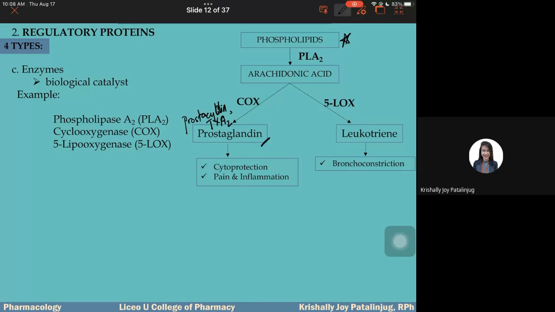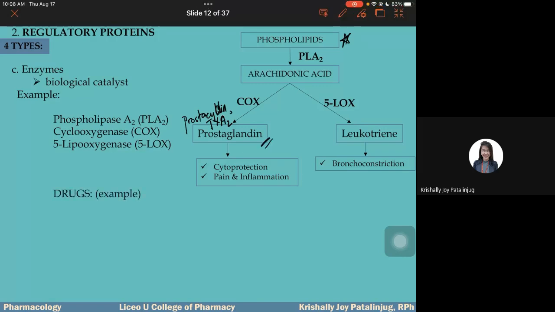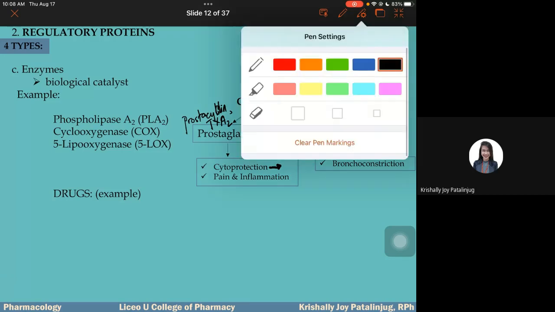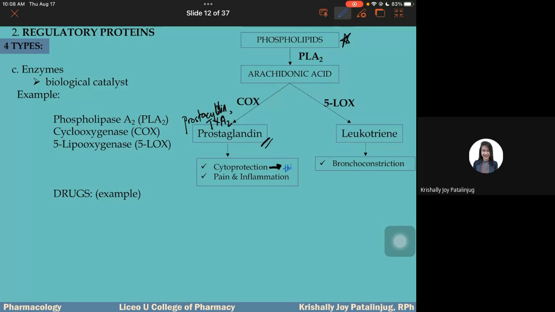Now, I will only highlight or give emphasis to prostaglandin. There are many types of prostaglandin. There are prostaglandins important for normal cell activity. For example, they function for cytoprotection. When you say cytoprotection, it is important to thicken the lining of the stomach. So it protects the stomach against HCl. So it thickens the lining of the stomach.